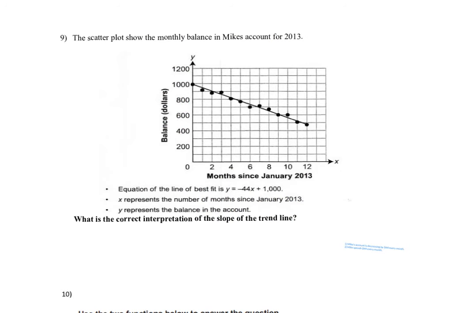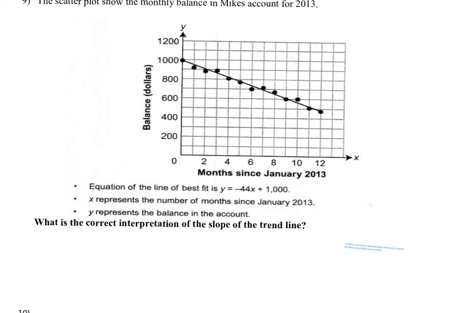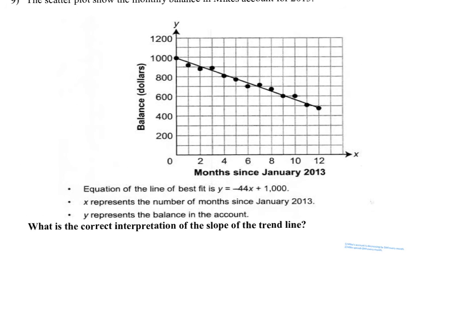All right, so I got this question number 9. The scatter plot shows the monthly balance in Mike's account for 2013. As you can see, the y-axis is the balance in dollars, and the x-axis shows the months since January 2013. The equation of the line of best fit is y equals negative 44x plus 1,000. The account is decreasing by $44 every month, because x represents the number of months and y represents the balance of the account.